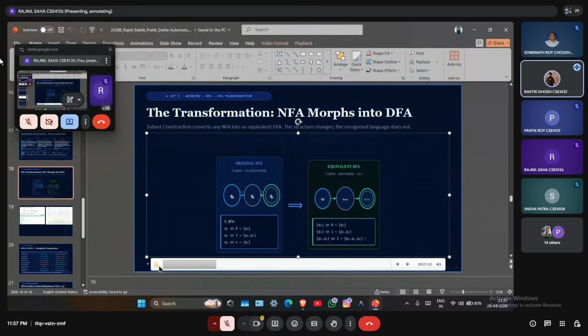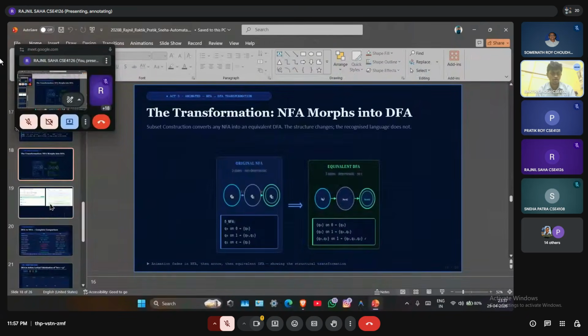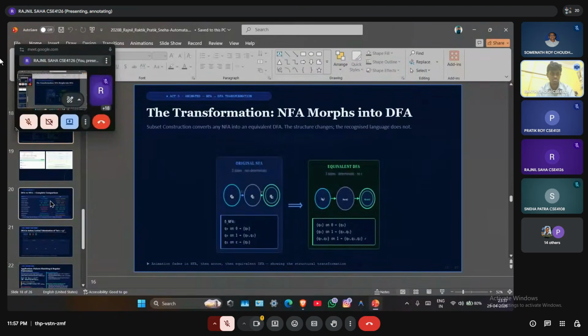Slide 18, the transformation. NFA morphs into DFA. And this final slide of Act 3 brings it all together visually. This animation shows the NFA on the left, the arrow in the middle, and the equivalent DFA on the right, illustrating how subset construction transforms one into the other.